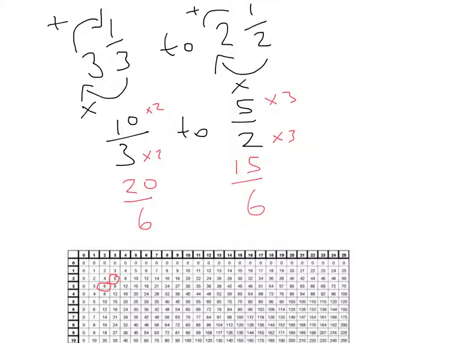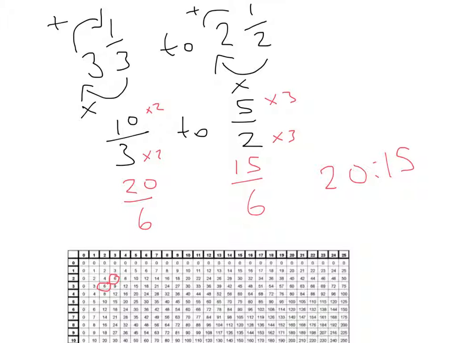Okay, so now we have the denominators the same. Now we can use these numerators as a ratio. So let's do that. 20 to 15. Okay, so can we simplify these numbers here? What's the highest common factor?